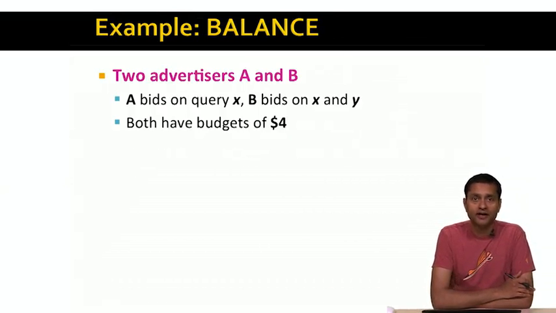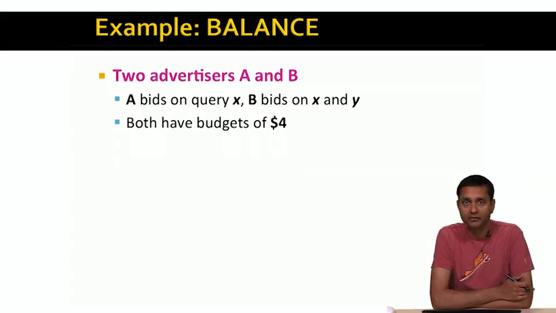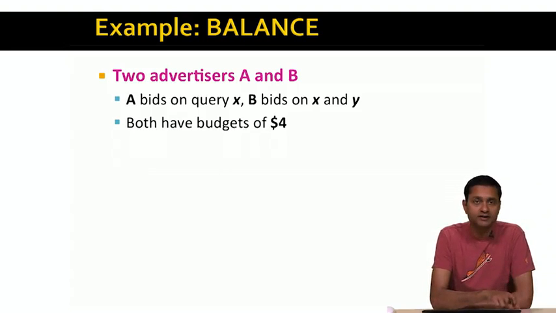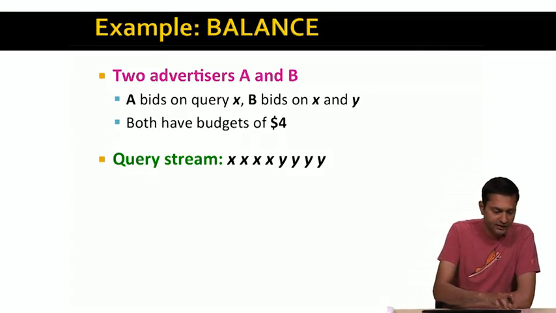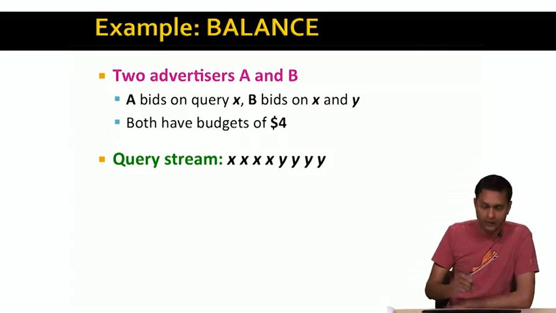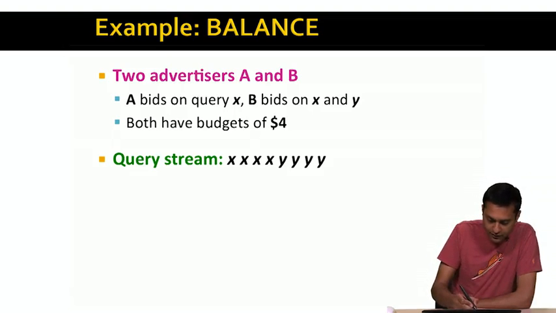So here again is our example. There are 2 advertisers, A and B. A bids on query X and B bids on queries X and Y, and both have budgets of $4. Now, when the first query X comes in, in the balance algorithm, both A and B are eligible to be shown for this query, and both have an equal balance of 4. And the balance algorithm has to break this tie arbitrarily.